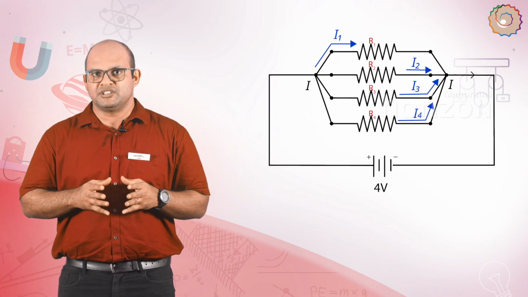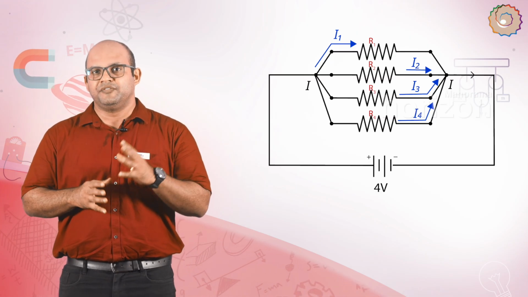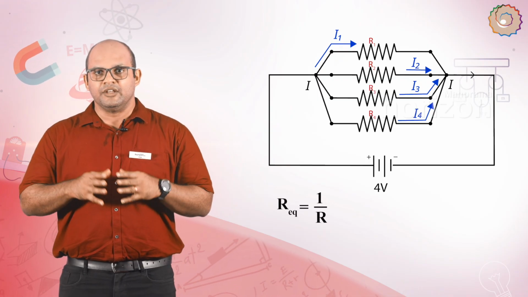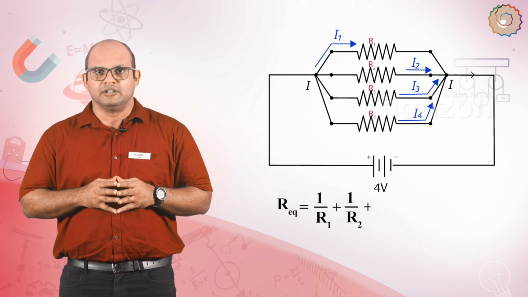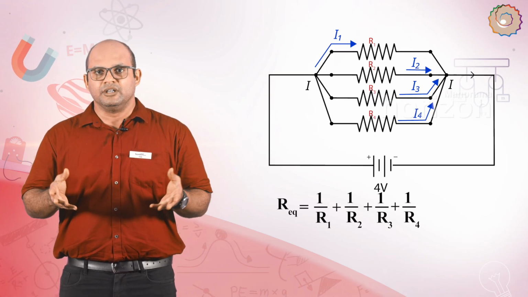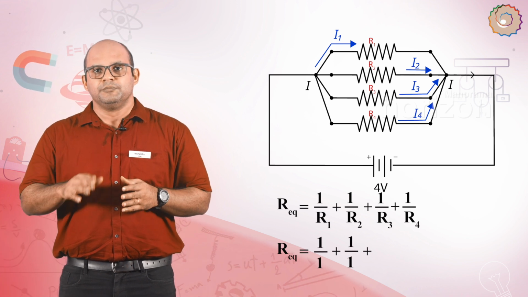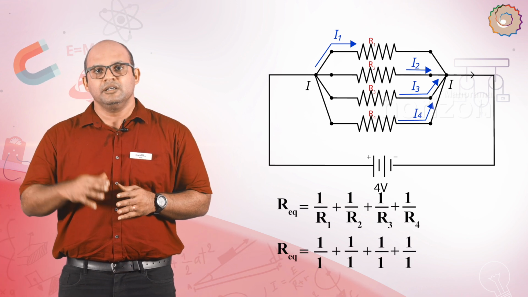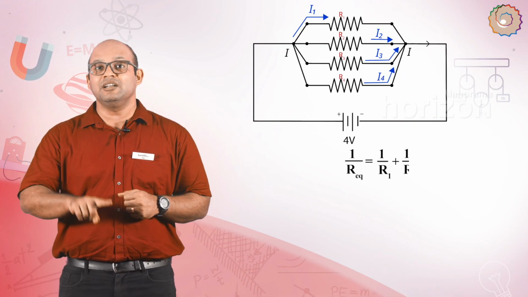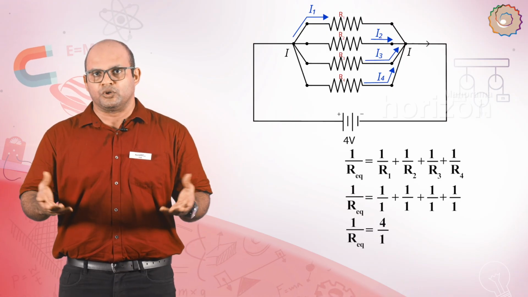We know from the rules we just learned that the equivalent resistance of this circuit can be found from the relationship 1/R equivalent is equal to 1/R1 plus 1/R2 plus 1/R3 and so on. So here, since the resistances are 1 ohm each, 1/1 plus 1/1 plus 1/1 plus 1/1 is equal to, not R equivalent, 1/R equivalent. So 1/R equivalent is equal to 4 in this case.